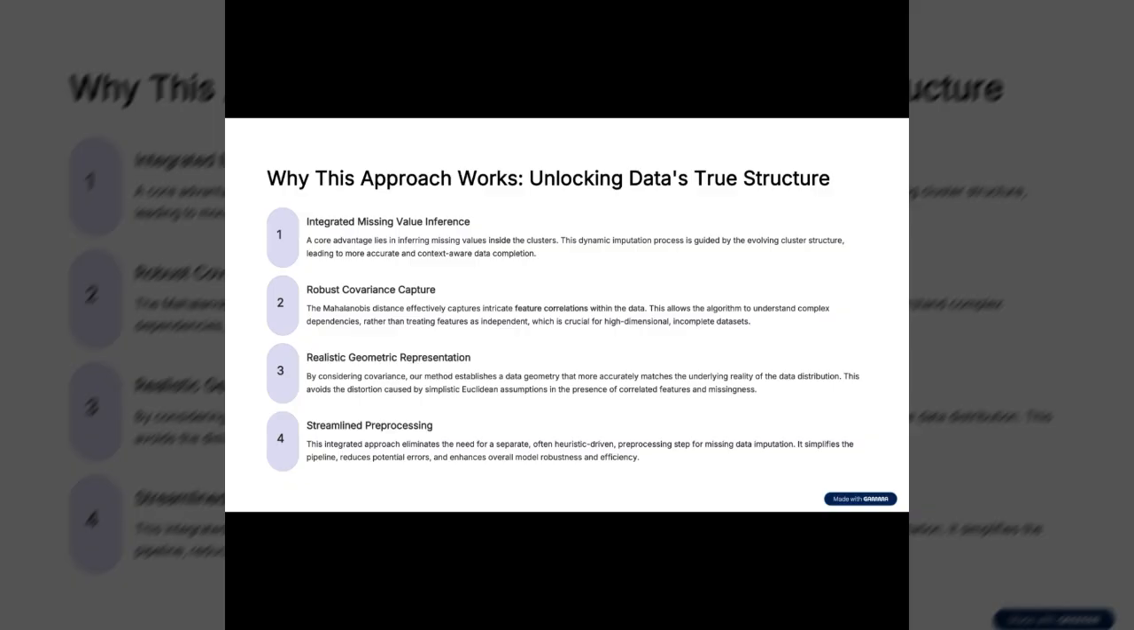So, why is this working? Two things are happening at the same time. Missing values are inferred inside the cluster structure based on the mean and covariance. Distance respects correlation between features. This combination gives a truer picture of the dataset geometry. Instead of guessing missing values blindly, we infer them in context.